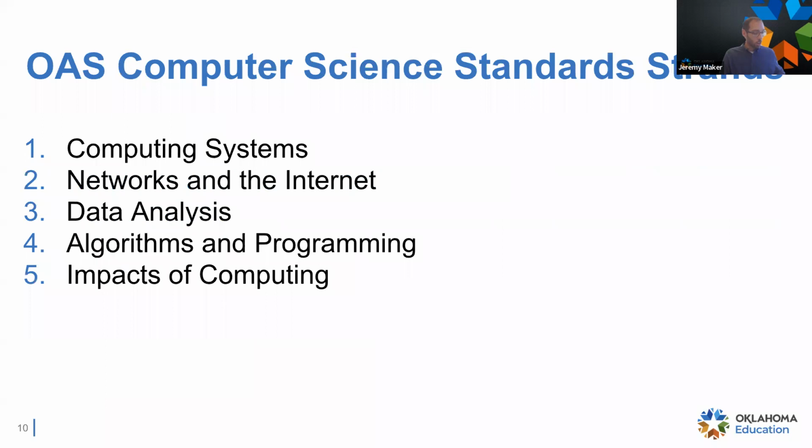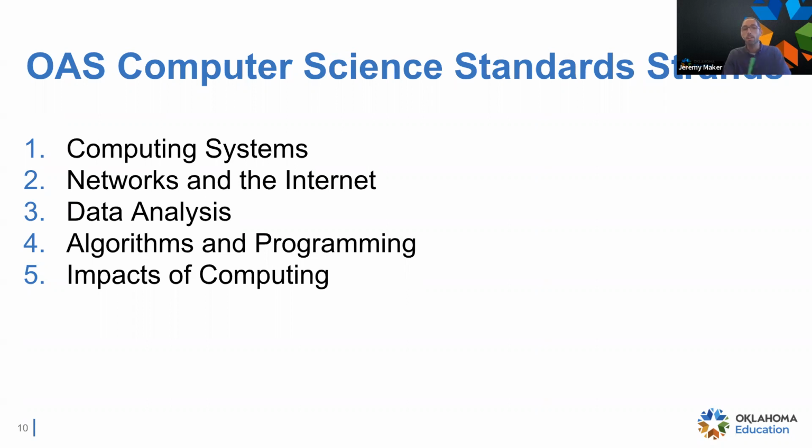Okay, so the Oklahoma Academic Standards for Computer Science, we mentioned, in a lot of content areas, we hear the word strands, but pretty much across the board from state to state and even on the national level, and certainly here in Oklahoma, they are called concepts, broken down into the 5 main areas of computing systems, networks and the internet, data analysis, algorithms and programming, and impacts of computing.